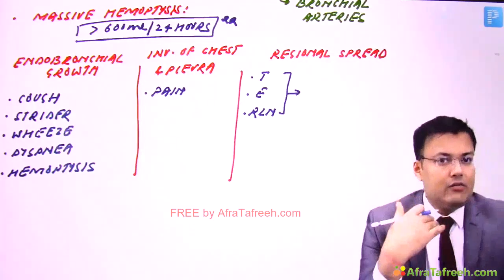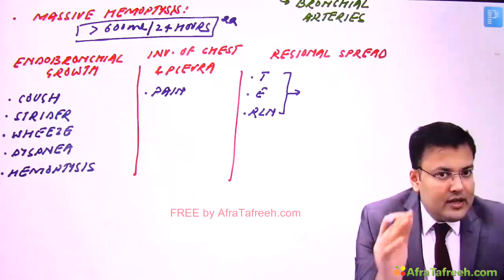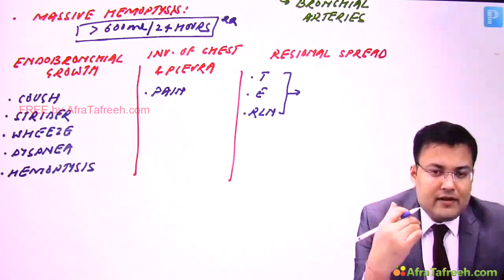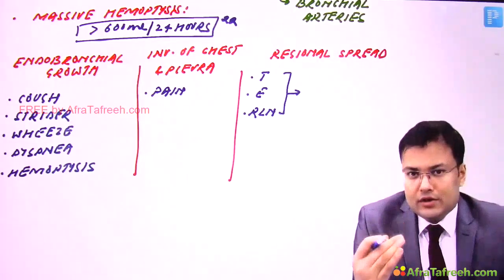Clear? So if there is involvement of trachea, there is dyspnea. If there is involvement of esophagus, there is dysphagia. And if there is involvement of recurrent laryngeal nerve, there is hoarseness of voice.